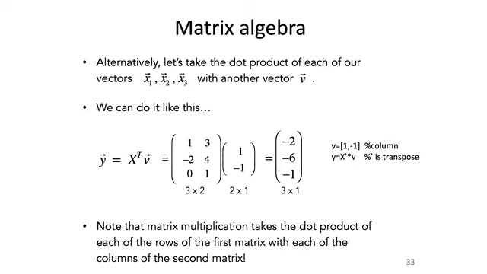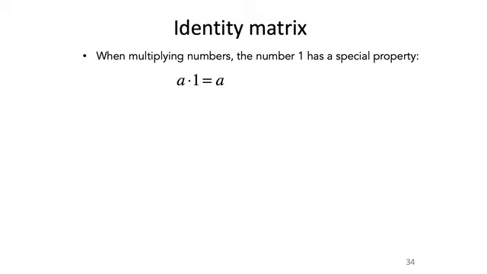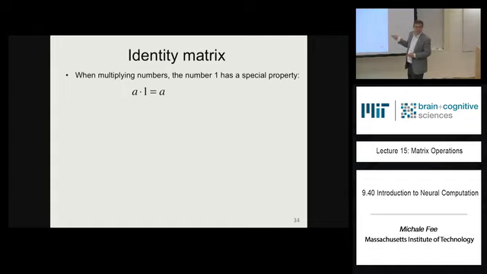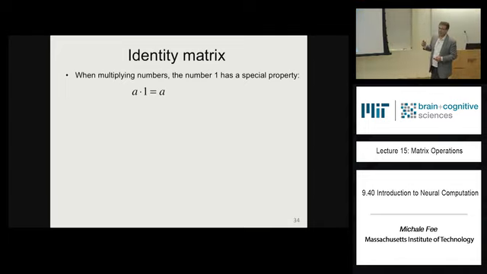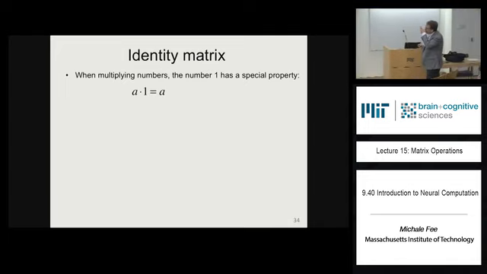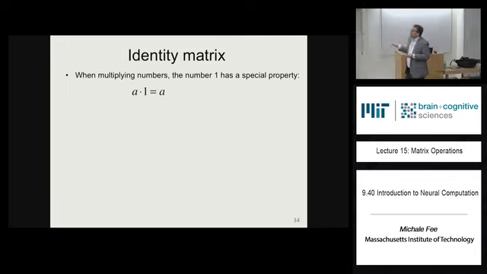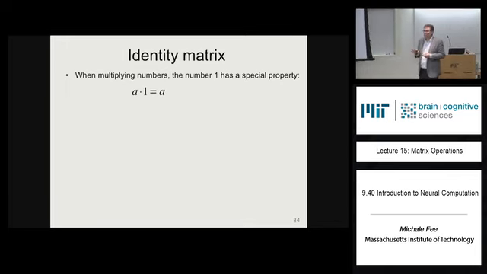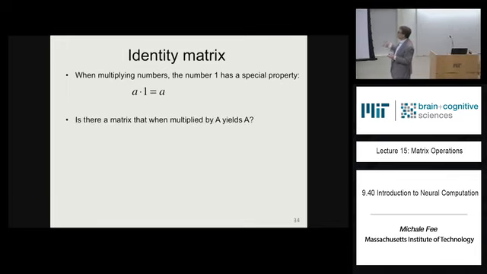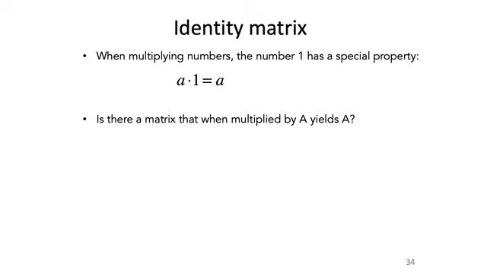All right, identity matrix. When you're multiplying numbers together, the number 1 has the special property that you can multiply any real number by 1 and get the same number back. Okay? You have the same kind of element in matrices. So is there a matrix that when multiplied by A gives A? The answer is yes. It's called the identity matrix, usually given by the symbol I. A times I equals A.